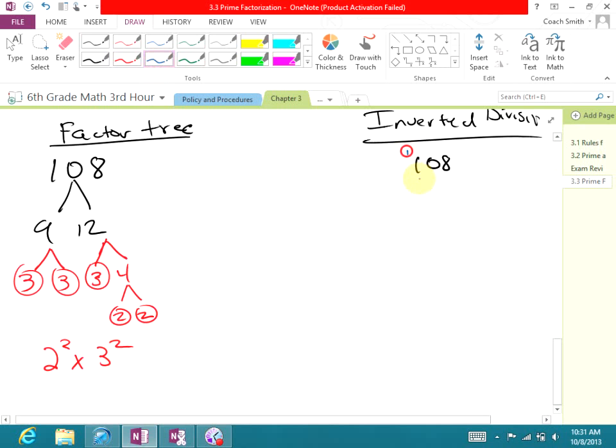Now, inverted division is very simplistic. 2. 2 into 108 goes 54 times. It's even, so 2 goes into it again. 2 goes into 54 27 times. 2 doesn't go into 27, but 3 does. 3 goes into it 9 times. 3 goes into 9 3 times. Once I finish with a prime number, I stop. Okay, and so it is 2 to the second times 3 to the third. I missed this one over here. That should be third.